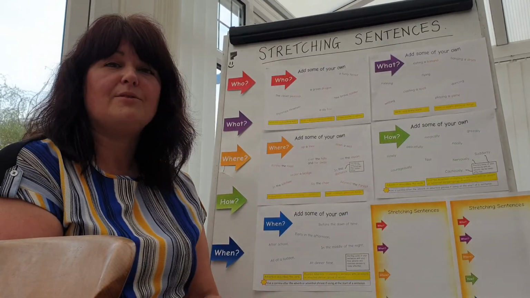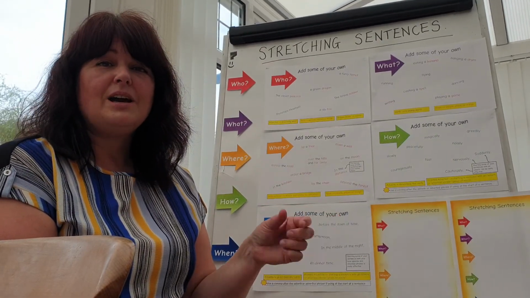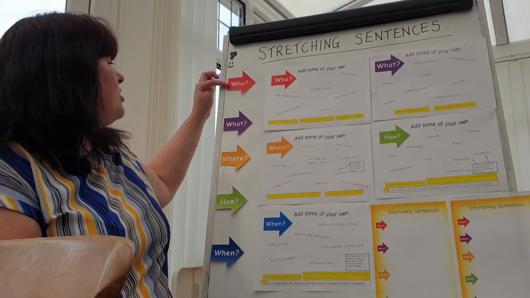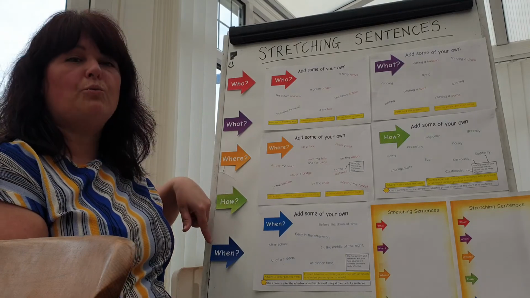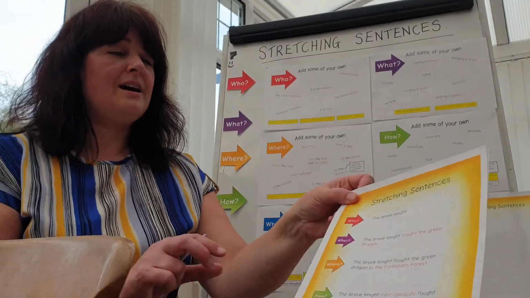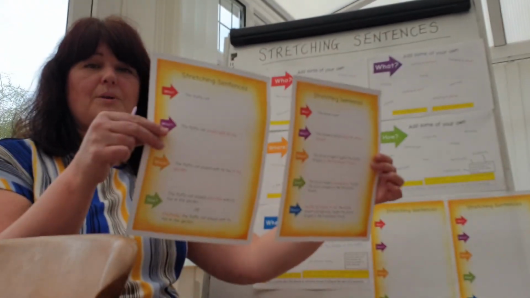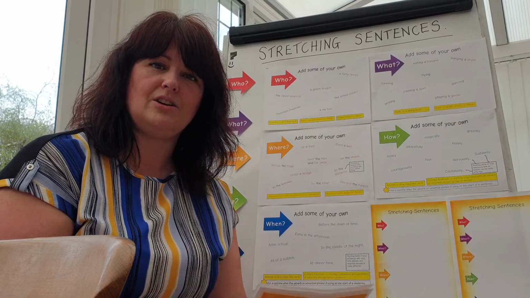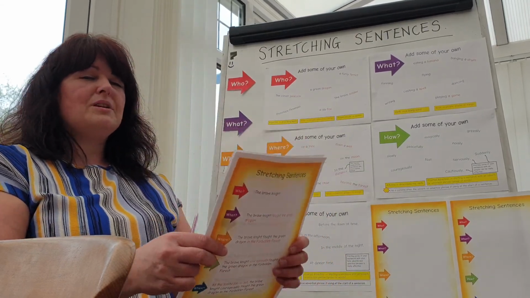We're going to take a phrase with a noun and we're going to stretch it using the question words who, what, where, how and when. So we start with a who, and I've put some examples in the pack that I filled in to show you the kind of sentences that you can make. Something fun for all the family.